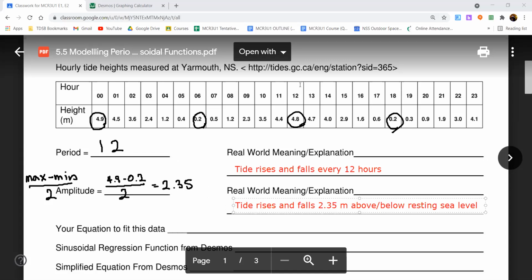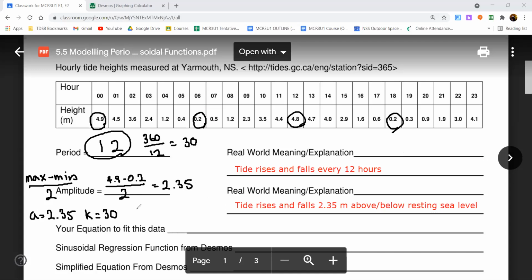Okay, I think we have all the information we need. Let's create an equation now. We've confirmed that the amplitude is 2.35. My k value is 360, old divided by new, which is 30. My k value for this equation is 30. Um, my d value, let's take a look at our graph.